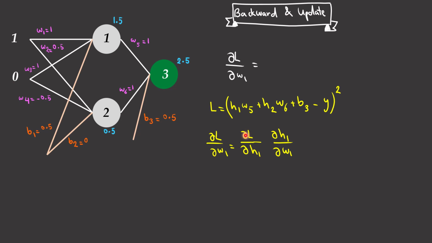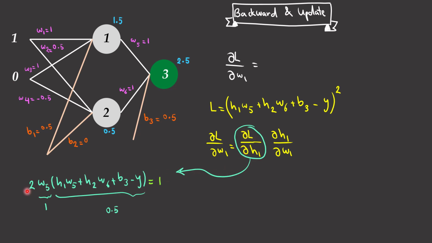So what is the partial derivative of the loss function with respect to H1? That's very easy. We can simply calculate this: 2 times W5 times this parenthesis. And if you calculate all this stuff, it is 1. But how about calculating the partial derivative of H1 with respect to W1?